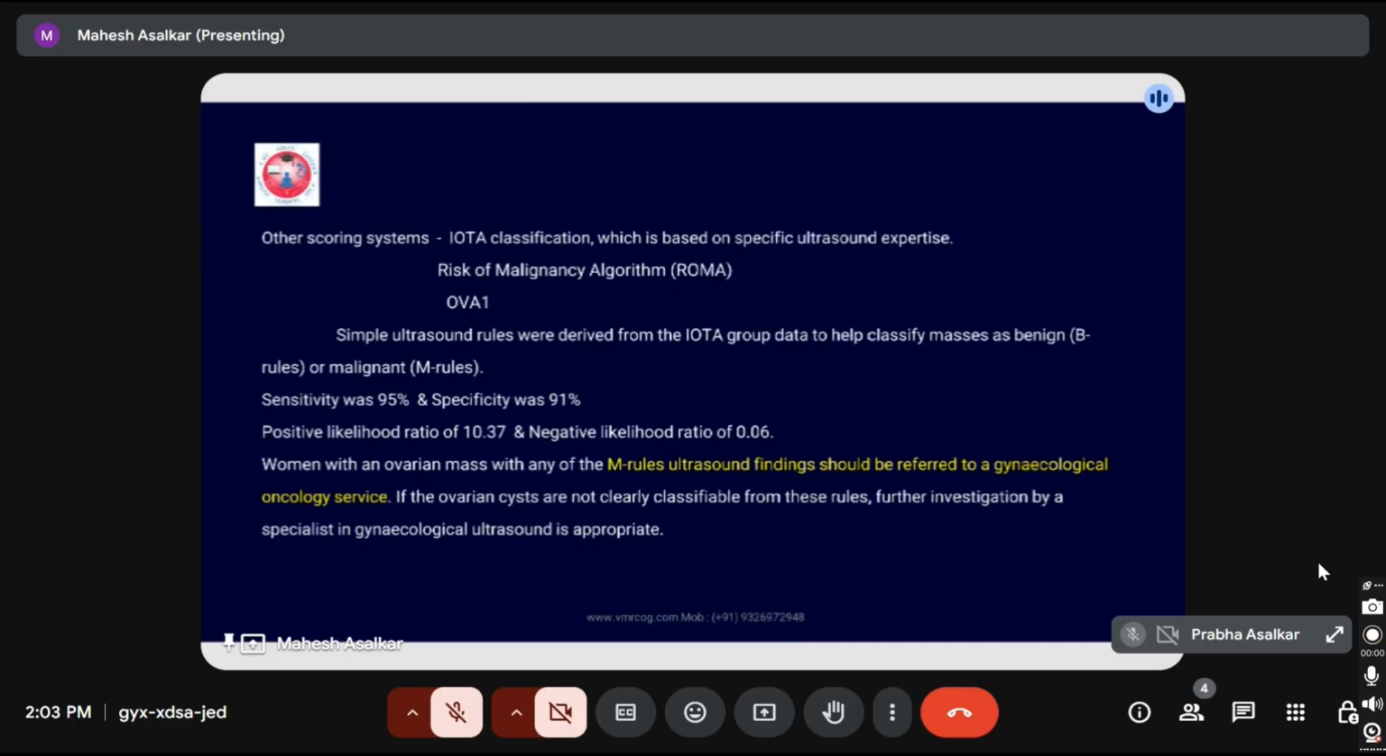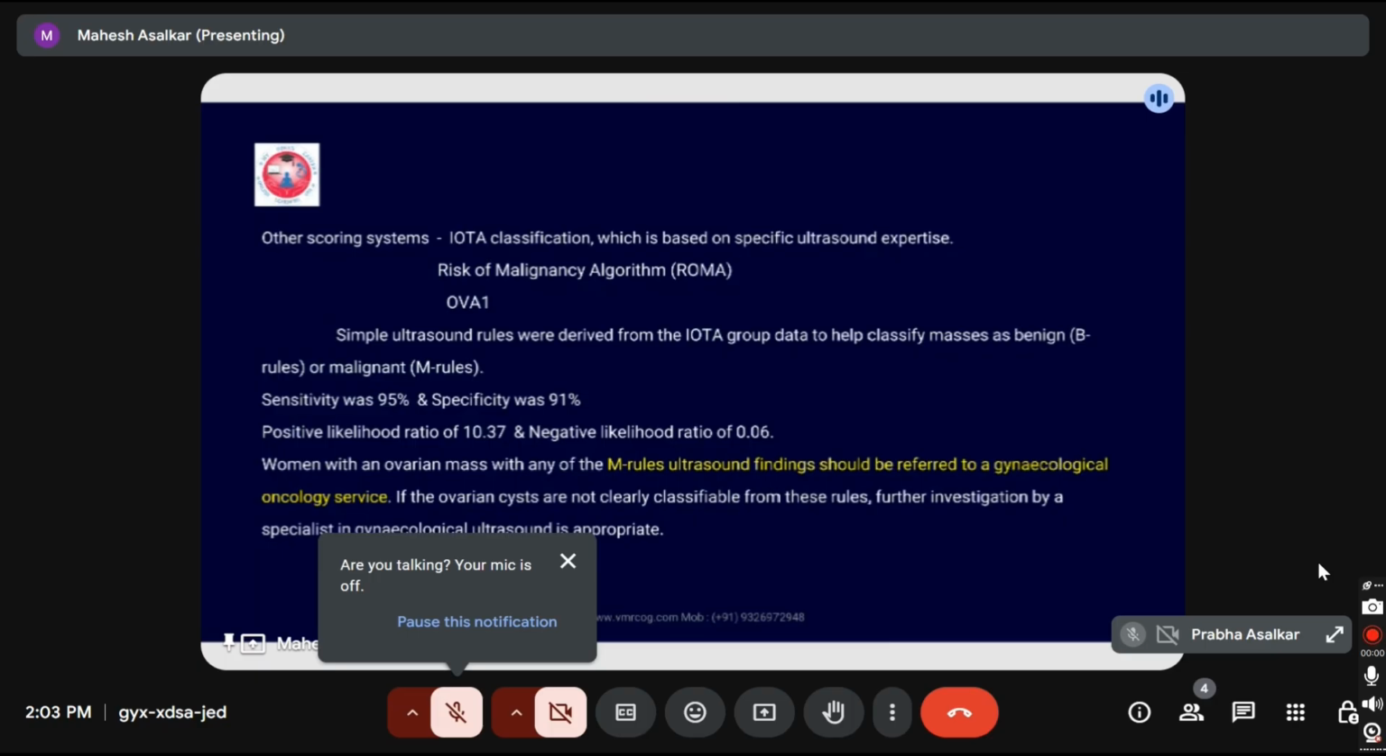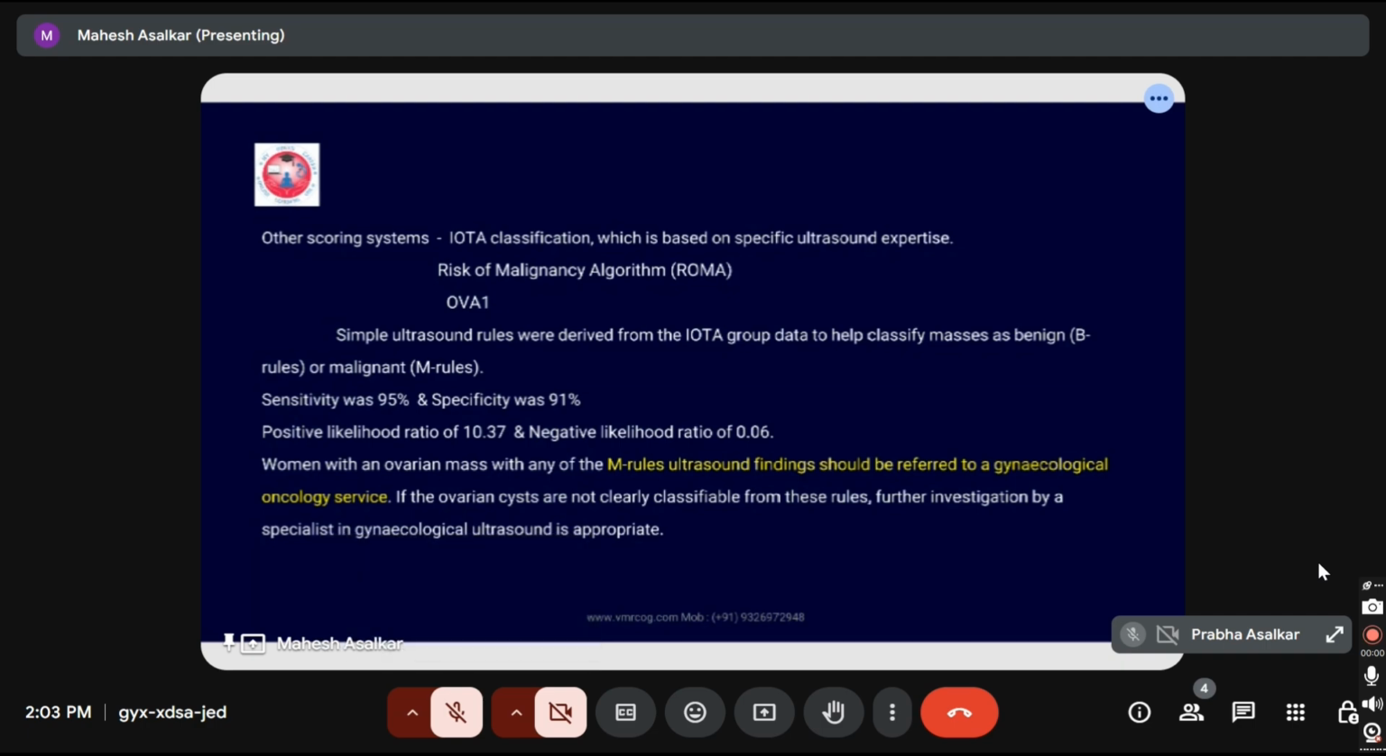The sensitivity of the B rules and M rules is 95% and specificity is 91%. So that is higher sensitivity and higher specificity as compared to the RMI. How much was the sensitivity of RMI? RMI sensitivity, 78, and specificity 87. Correct. And IOTA has a higher sensitivity and specificity, in the range of around 90%: 95% sensitivity and 91% specificity. So it is better, and this is using only simple ultrasound rules. There is a positive likelihood ratio of 10.37 and a negative likelihood ratio of 0.06.